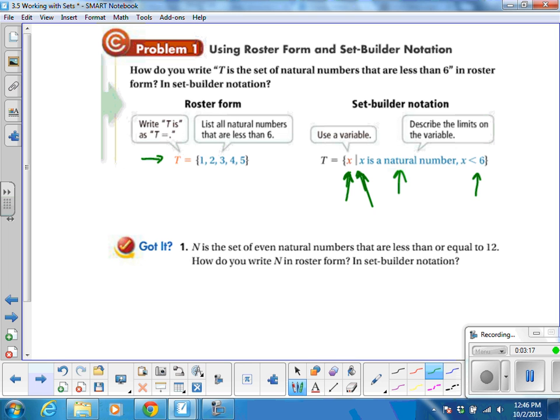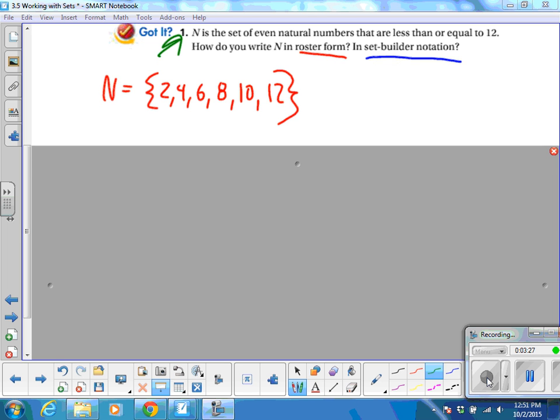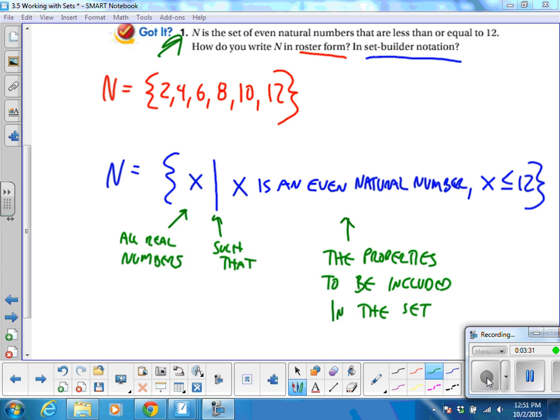I'm going to have you give it a try. Let's press pause and you do the Got It number 1. All right, let's see how you did. In roster form, this is the form we're more familiar with. And then set builder notation looks like this: x, all real numbers, such that x is an even natural number where x is less than or equal to 12.